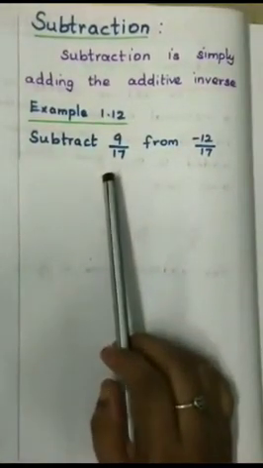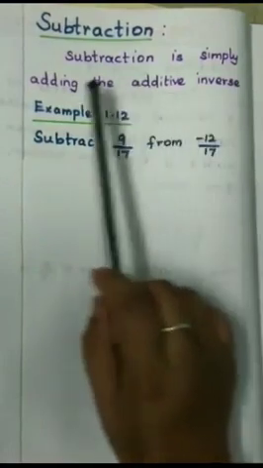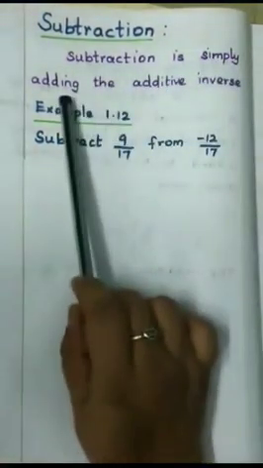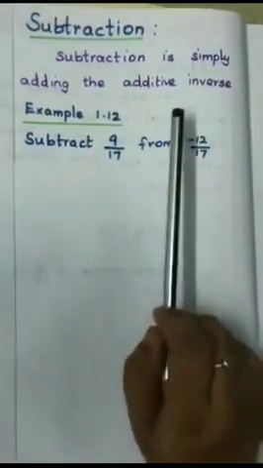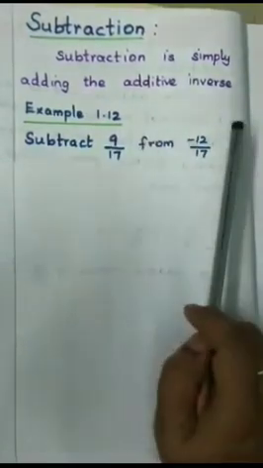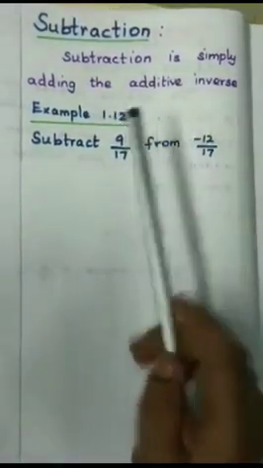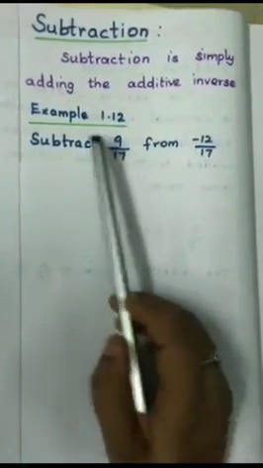Now we are going to subtract the rational numbers. Subtraction is simply adding the additive inverse. That is, instead of subtracting a rational number, we are going to add the additive inverse of that number.